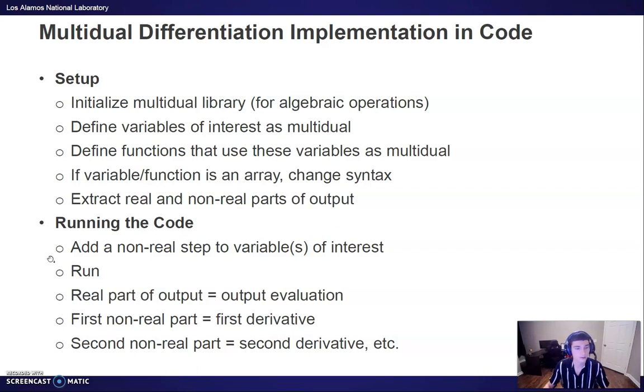So for running the code, you add those non-real steps to your variables of interest, run the code, and then your output will be the real part is your function evaluation. Your first non-real part is your first derivative, and then that epsilon 1 times epsilon 2 part is your second derivative, and so on.